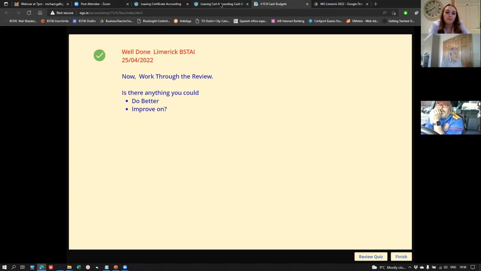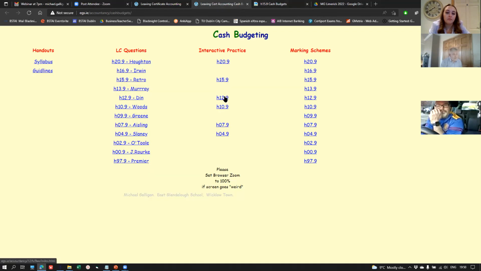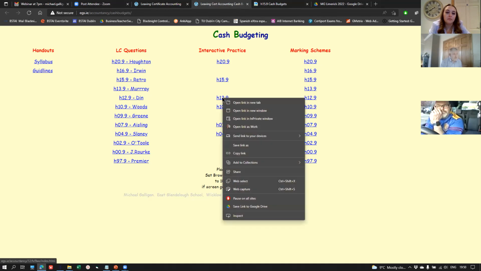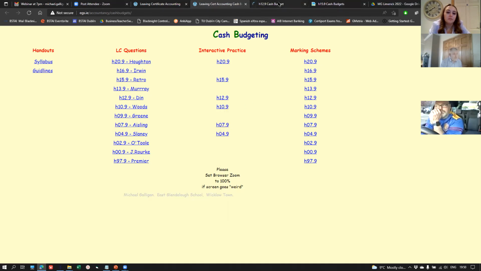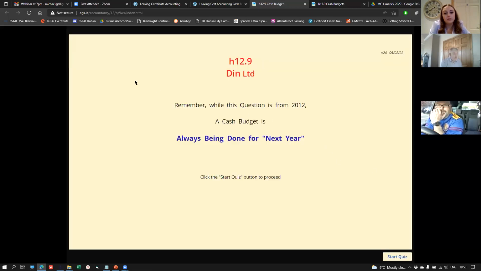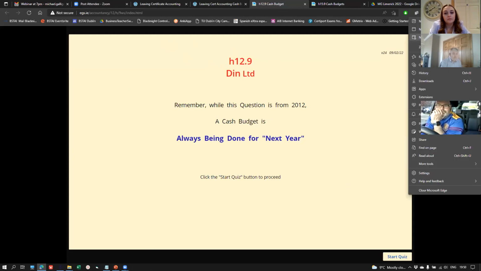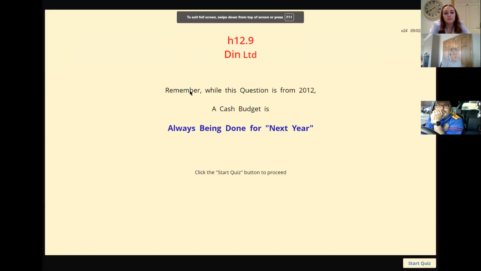If I pull up one of these, I'm not going to do the whole thing because it'll bore you. So if I open up these now, at the start of every page, it reminds us that while this question is from 2012, a cash budget is always being done for next year. That has to be driven home again and again.